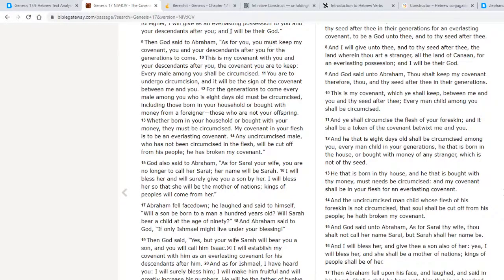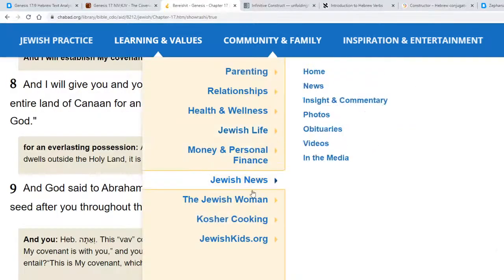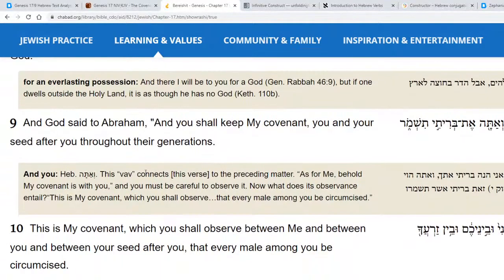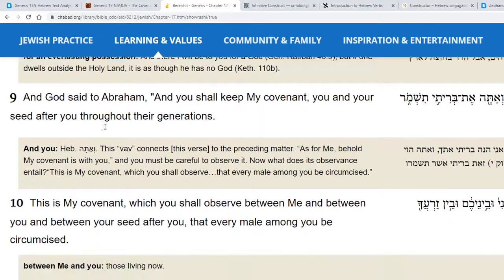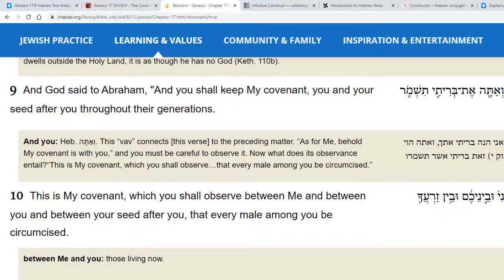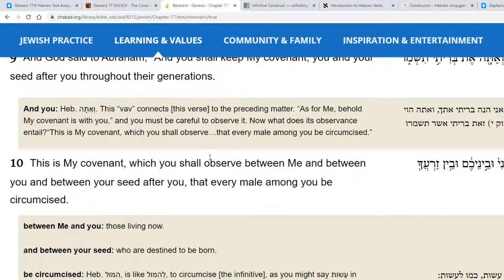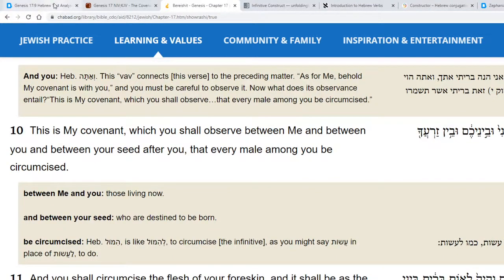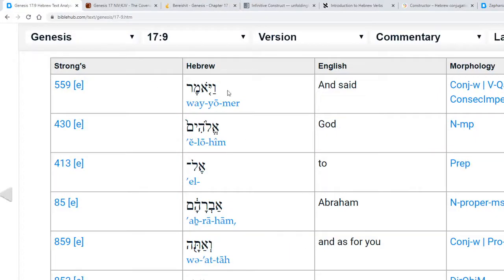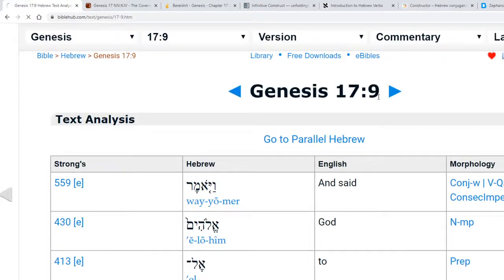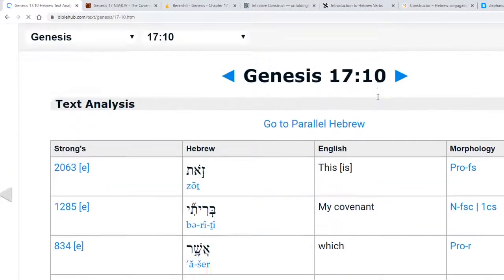It's you will keep. Let's see what Chabad does with it. Verse 9. And God said to Abraham, and you shall keep my covenant, you and your seed after you, throughout their generations. And you can read the Rashis there if you like. I generally prefer the Chabad translation. No surprise there. Okay.